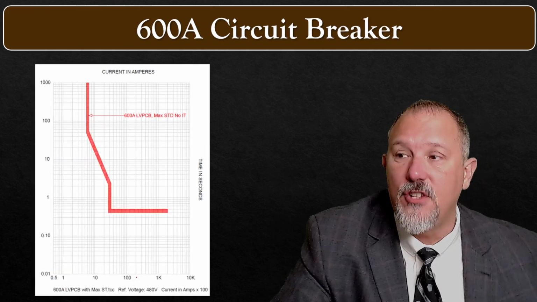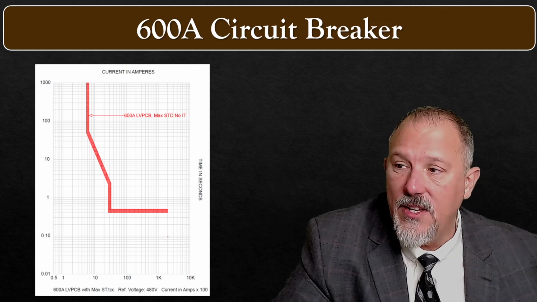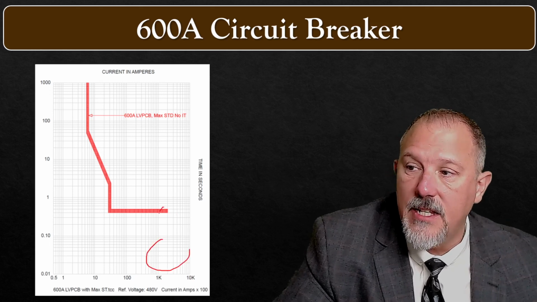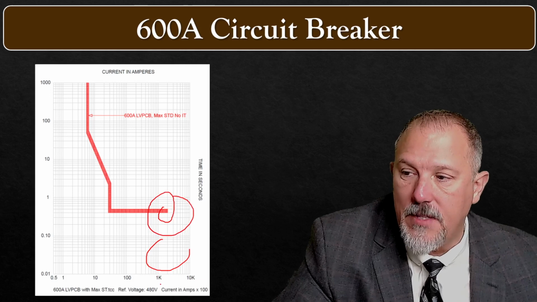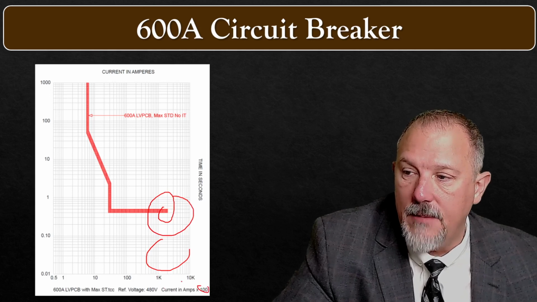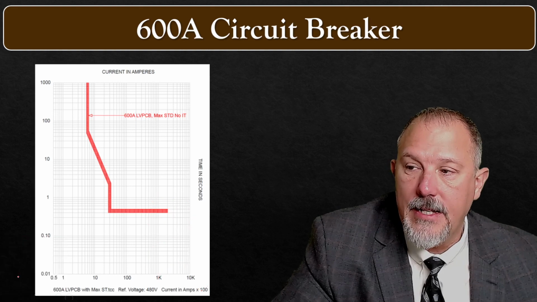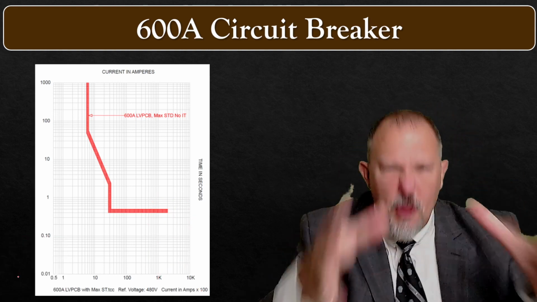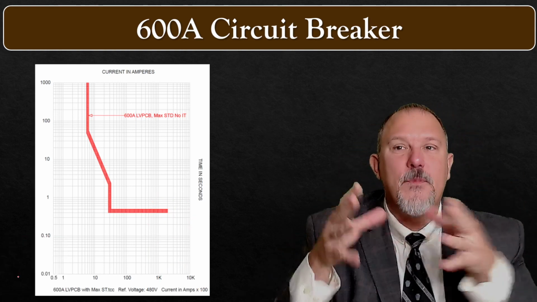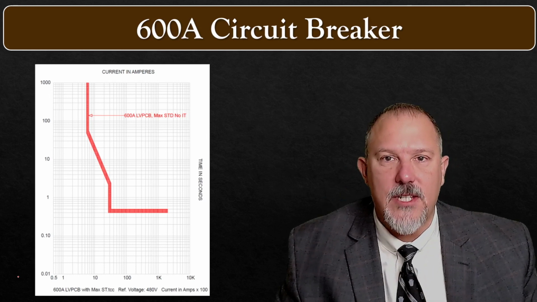And this is a low voltage power breaker. Look, all the way up to its instantaneous, all the way up to its interrupting capability. This is all times 100. So I can get 30 cycles of delay up to the interrupting rating of this 600 amp breaker.